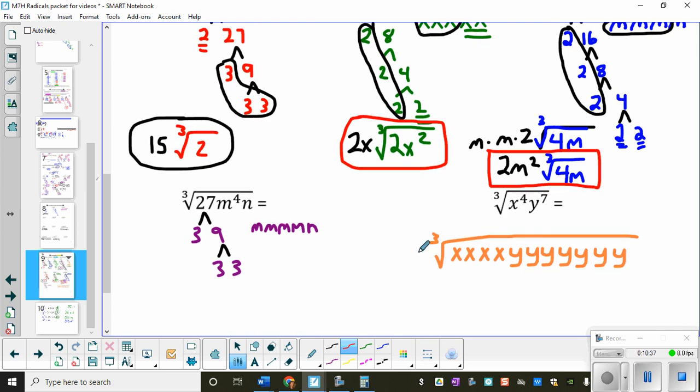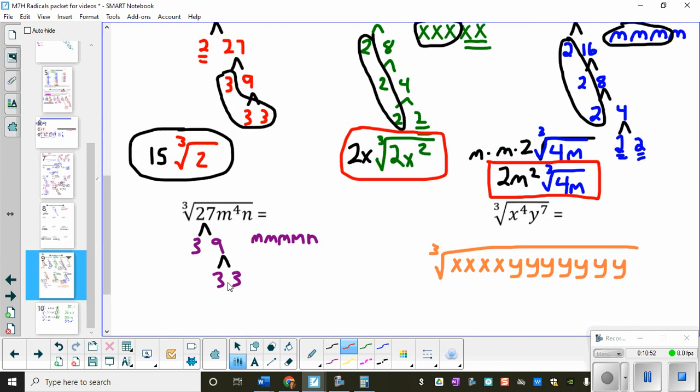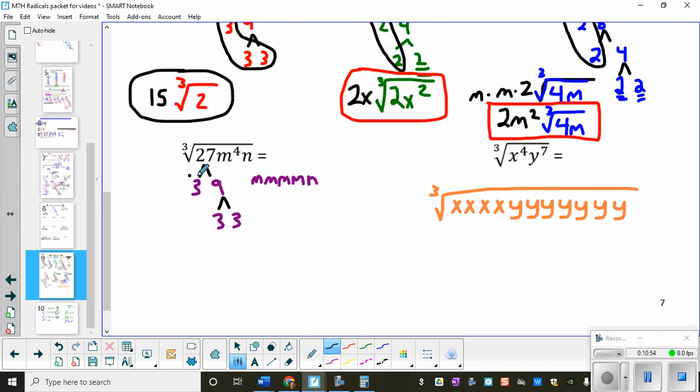And now we're down here to our last two examples. So for this one here, we've got the cube root of 27 m to the 4th n. And you might remember that 27 is a perfect cube. The cube root of 27 is a 3. So we should be able to see here when I have my factor tree, that comes out. And there's nothing else in terms of the number.